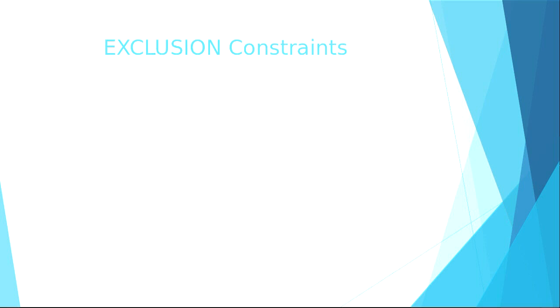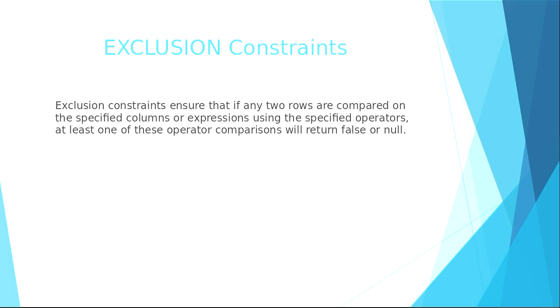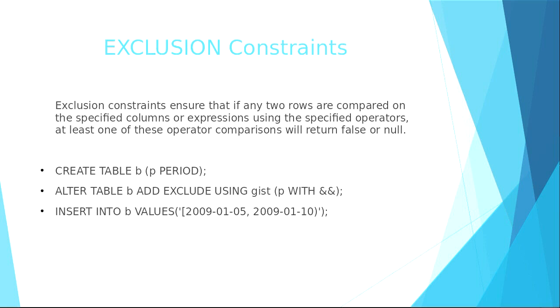Okay. Next, we've got the exclusion constraints. With exclusion constraints, you can exclude ranges of data. If you create a table with a period field of the period type, you can add a gist index. With the exclude constraint, you have to add a gist index for the exclusion constraint to work correctly.